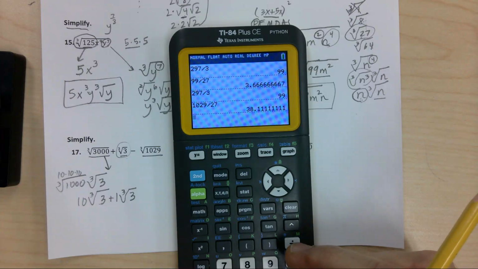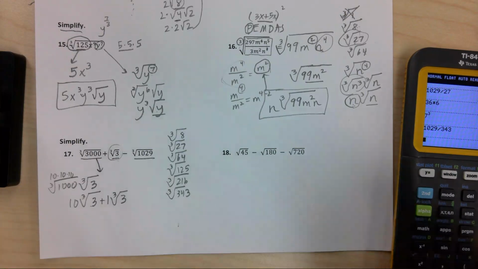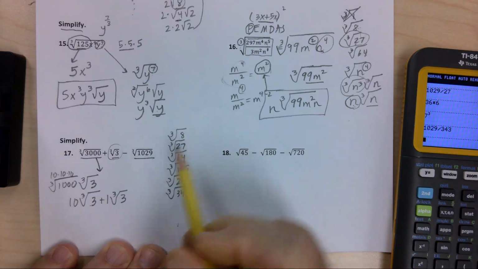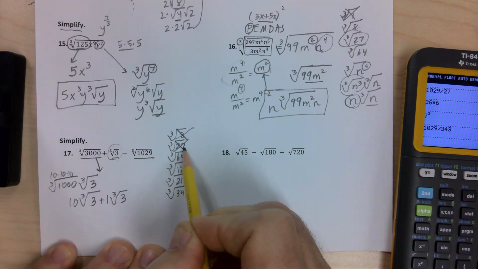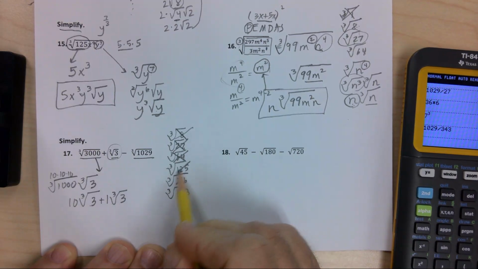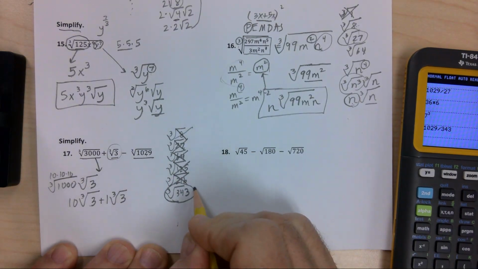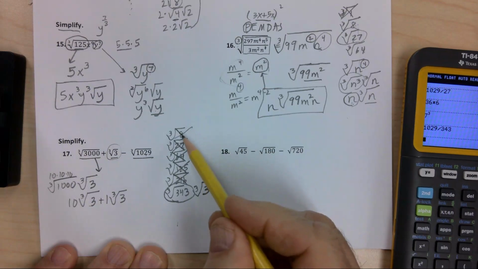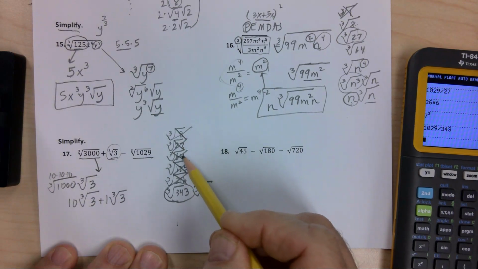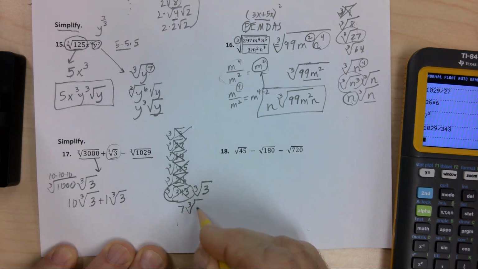And let me pause this a second. So rather than burn up the whole video listing all these, I just went down the list. 8, does that go in there? No. 27, no. Thought it might. 64, no. This was a no. This was a no. This, believe it or not, goes into 1,029 3 times. Now, this is 2, this is 3, this is 4, this is 5, this is 6. The cubic root of 343 is 7. So I end up with 7 cubic root of 3.